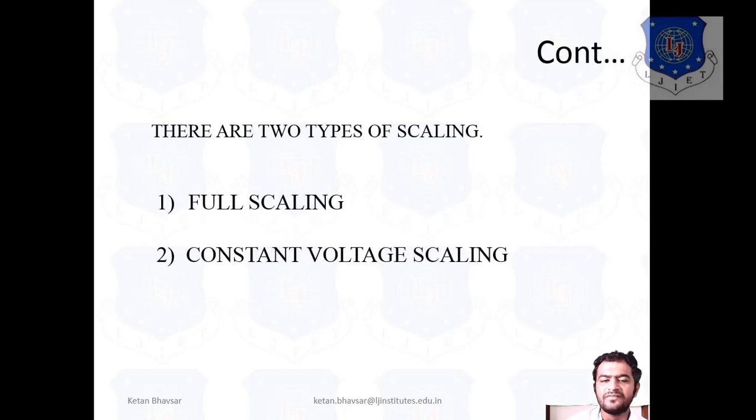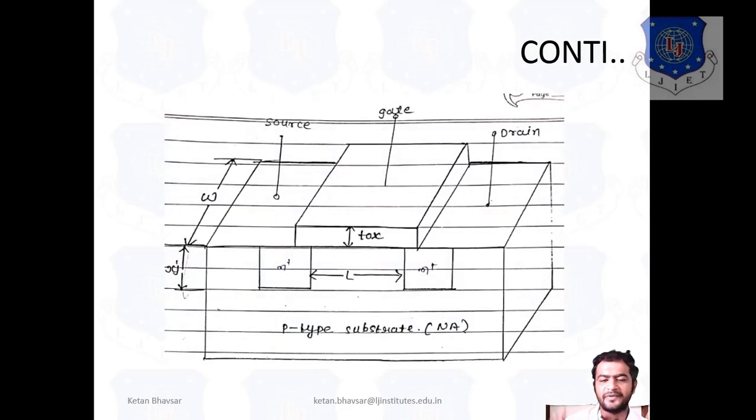There are two types of scaling, full scaling and constant voltage scaling, as I already told you, and in the previous session we already discussed what full scaling is. Now we move on to constant voltage scaling. Before that, this diagram represents both the physical and the voltage parameters: the channel length, oxide thickness TOX, junction depth XJ, width W, the source, gate and drain terminals, and the P type substrate.